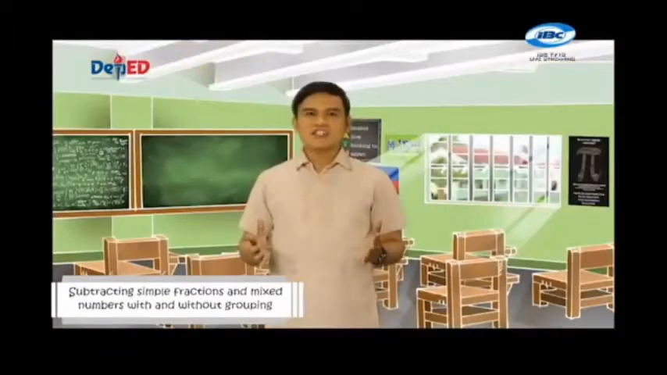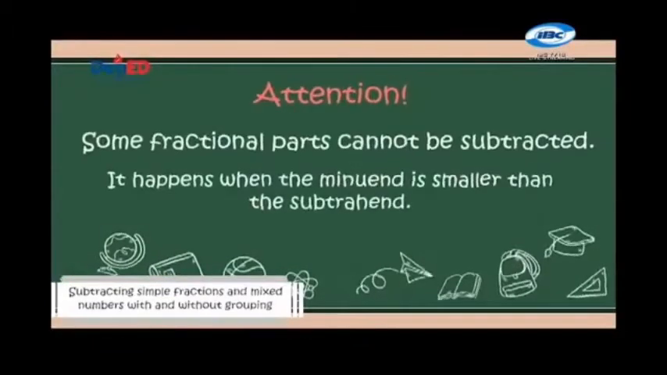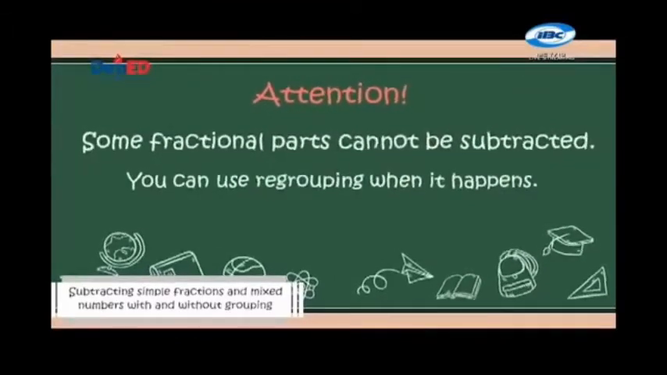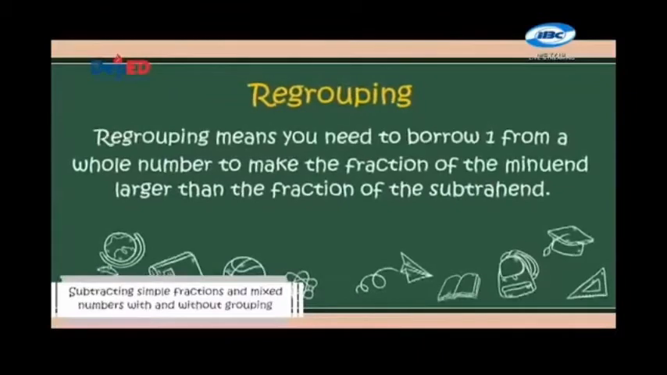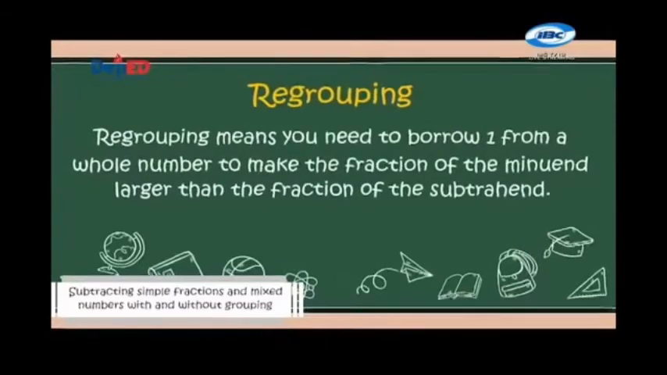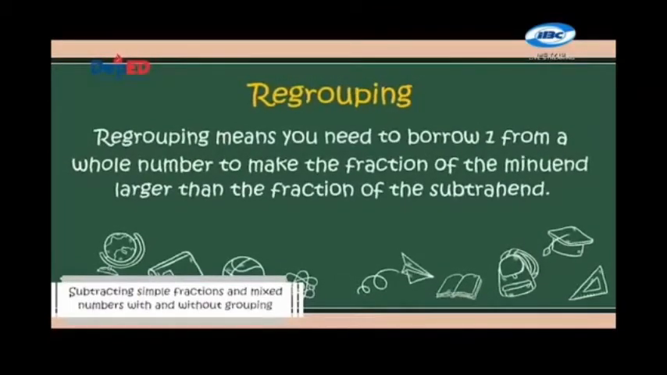There are cases that the fractional parts cannot be subtracted. That is when a minuend is smaller than the subtrahend. If it happens, you can apply regrouping. Regrouping means you need to borrow one from a whole number to make the fraction of the minuend larger than the fraction of the subtrahend.